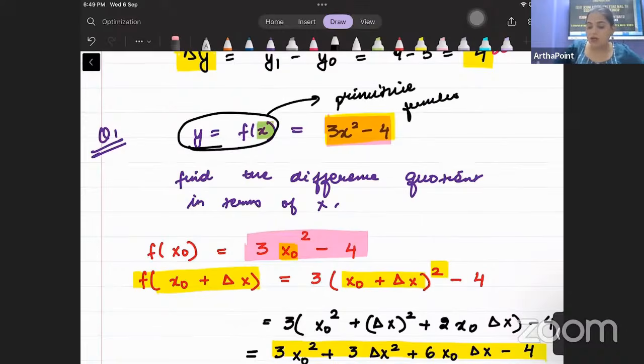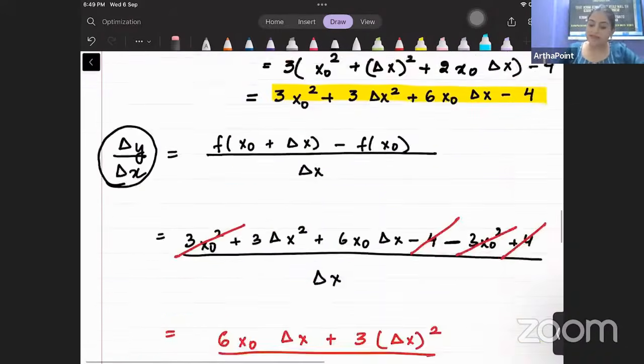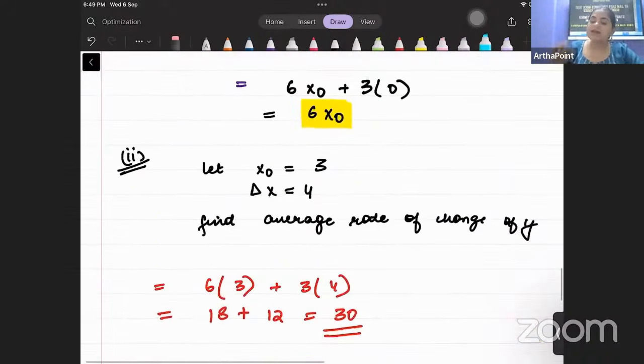What is this called? This is called the primitive function. And derivative is what is derived from this function, right? So the word derivative itself says that it is being derived from this function. Absolutely understood. I hope this is clear to you.